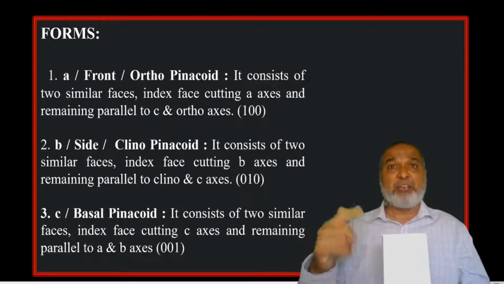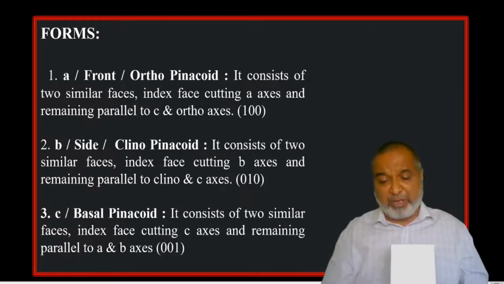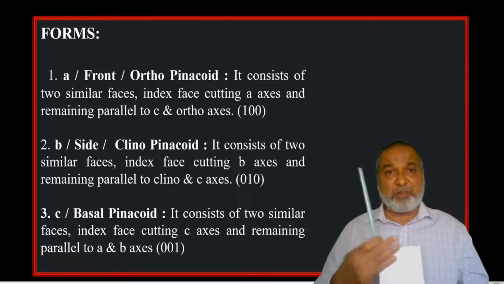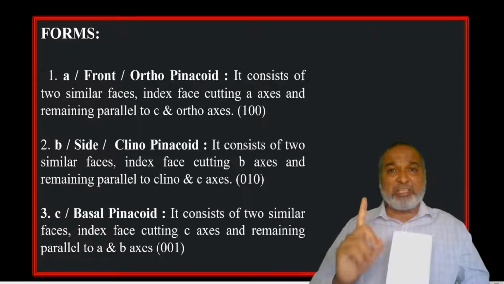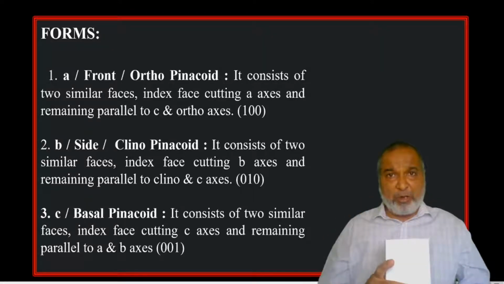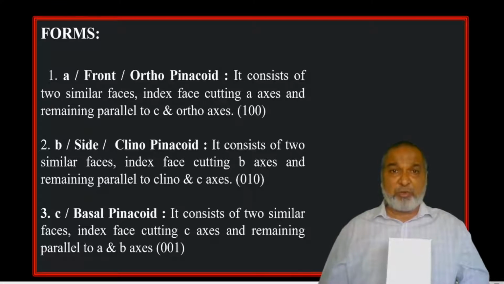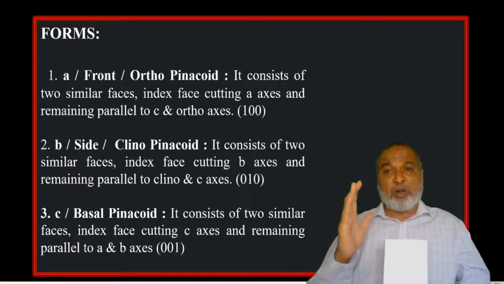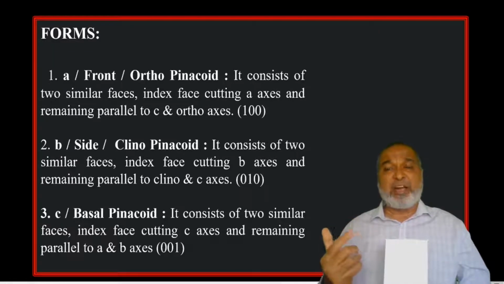Ortho means it will be parallel to your B axis, and this face remains parallel to C because it is a vertical face. So C also remains parallel. So only one axis is going to be cut. That will be 1, 0, 0. So here the A pinacoid, or front pinacoid, is parallel to the B axis, and the B axis is the ortho axis. So here we call it the A or front pinacoid or ortho pinacoid, indices 1, 0, 0.